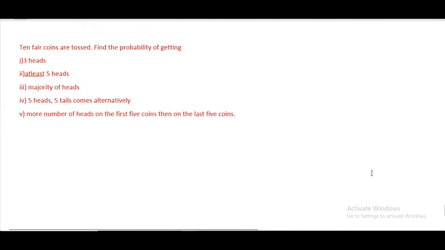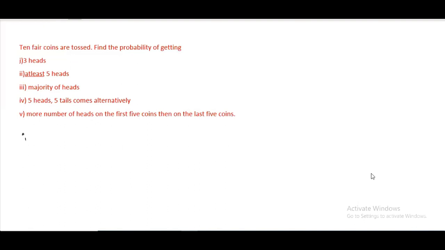Next, 10 fair coins are tossed. Find the probability of getting 3 heads. Other questions: at least 5 heads or majority of heads, 5 heads and 5 tails, heads and tails coming alternatively, more number of heads in the first 5 coins than the last 5 coins.